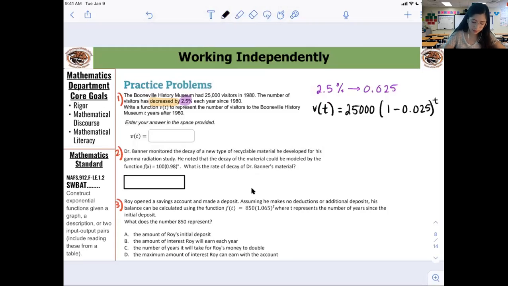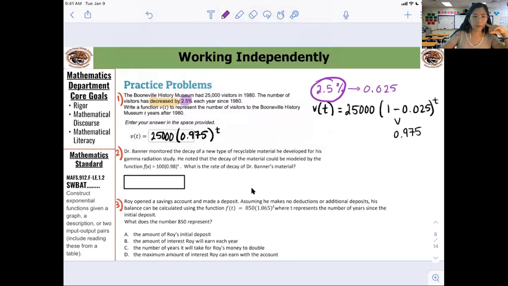I saw a couple of incorrect responses. So this is 0.975. So my final answer, V of t equals 25,000, parentheses, 0.975 to the power of t. What is the percent of decay? 2.5. 2.5%. Even though it says 0.975, my percent of decay is 2.5%.